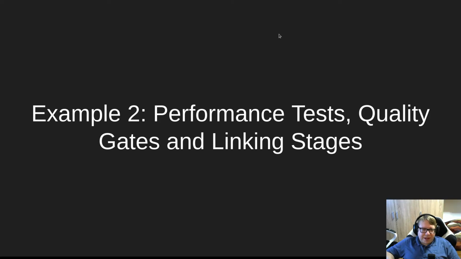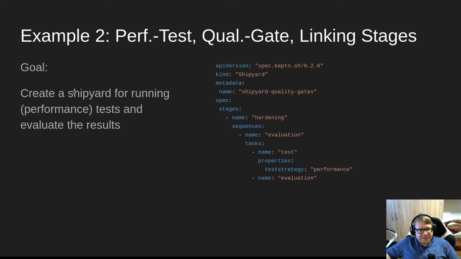The next example, I want to take a look at performance tests, quality gates, and how to link stages together. So in this example, we want to create a simple Shipyard for just running some tests or performance tests and for evaluating the results. And this would be the Shipyard. So we have a single stage called hardening with a single sequence called evaluation, and this sequence consists of the task test with the test strategy set to performance, and a task called evaluation.